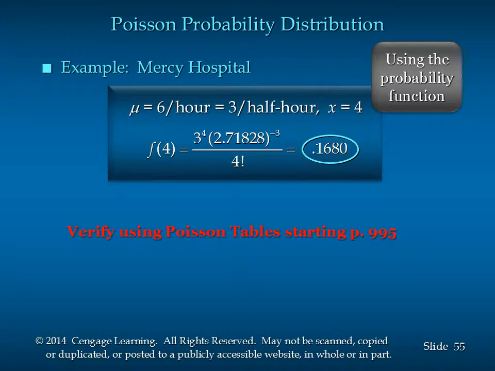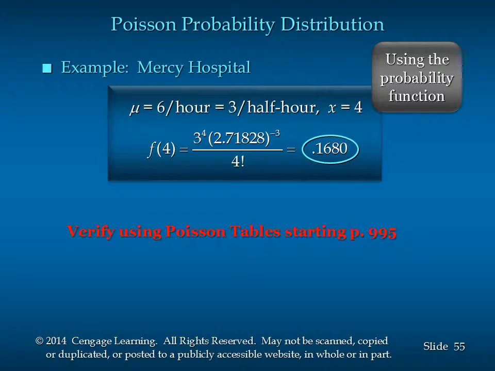By the way, this is the day we go to normal time. Okay? And we're looking at the page 995 Poisson table. We're looking for the probability. The mu in this case is 3, and X was 4.